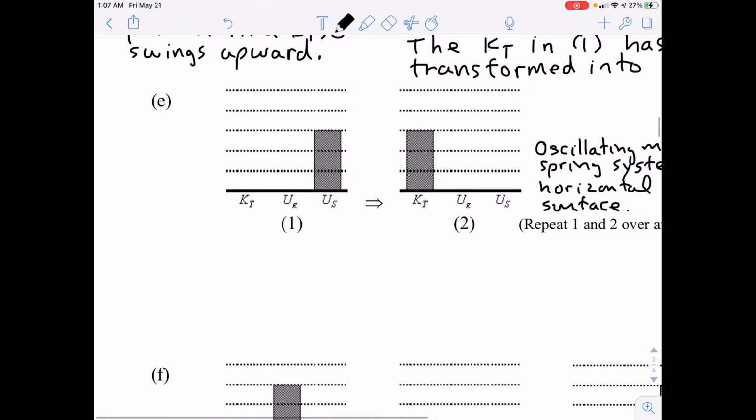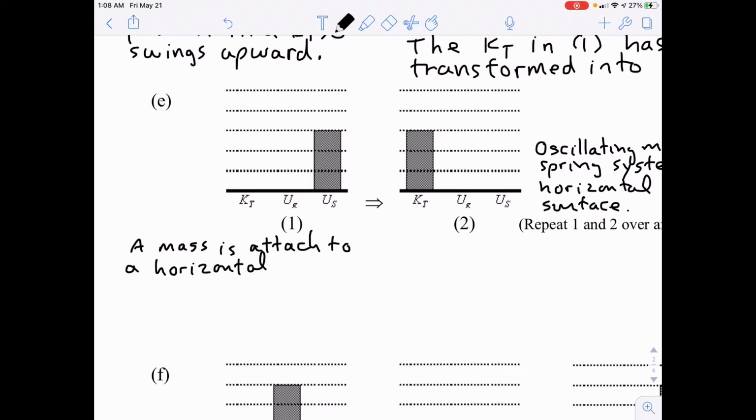Okay, and we can describe this as a mass attached to a horizontal spring and stretched and held at rest. Why do we know this? Again, because there's no translational kinetic energy to start with.